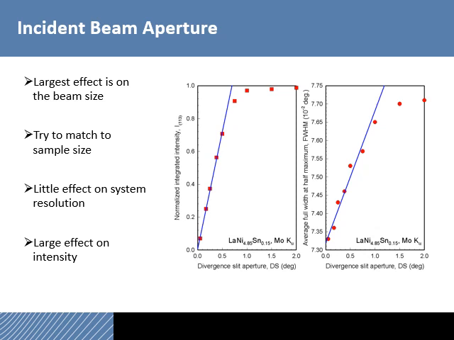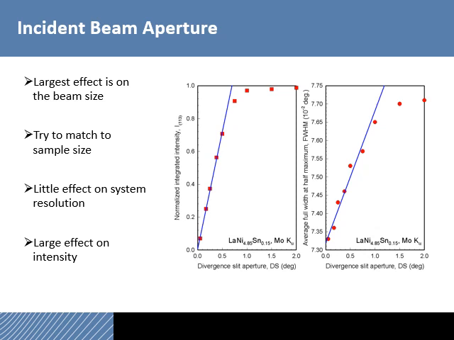So it has a large effect on the beam size. It has little effect on the system resolution. It does have some effect, but it has a large effect on intensity. And then, of course, the plots that we have here: the first one on the left side has the divergent slit aperture in degrees on the x-axis, and on the y-axis, we have the normalized integrated intensity.